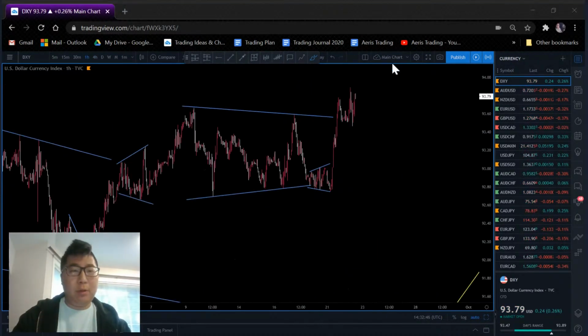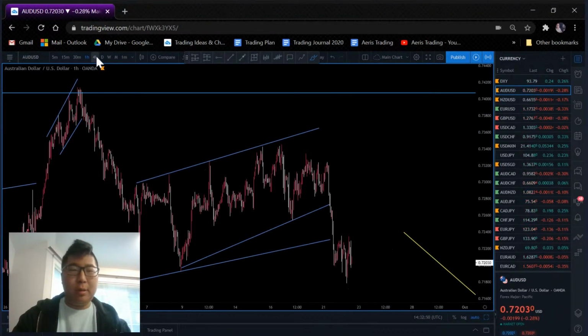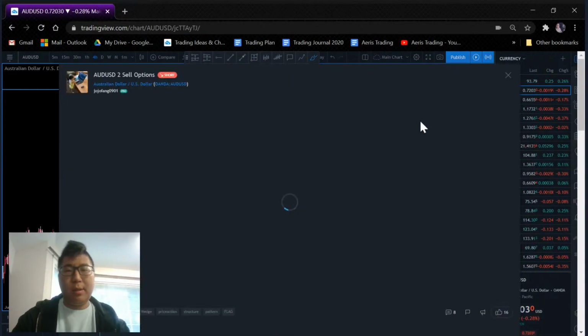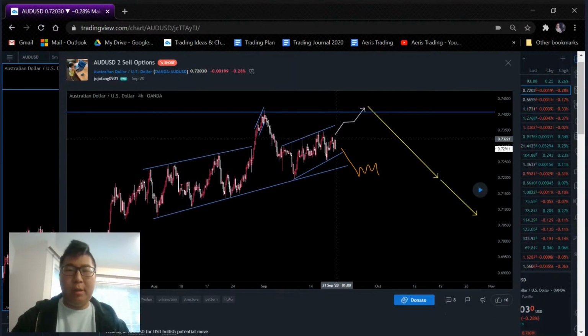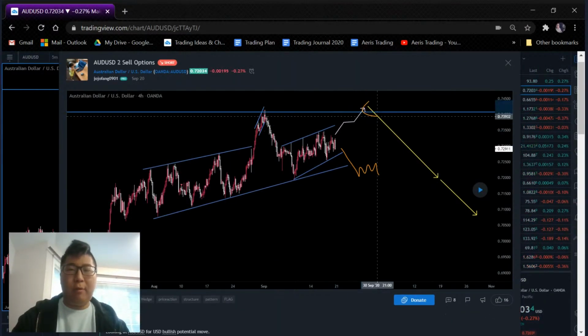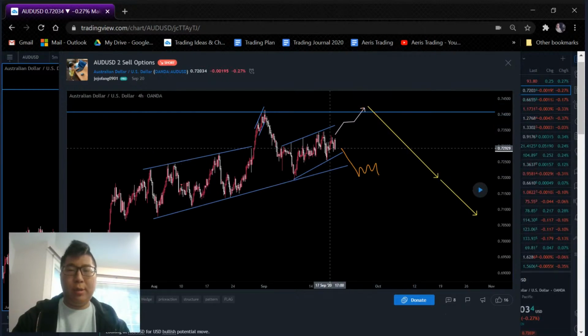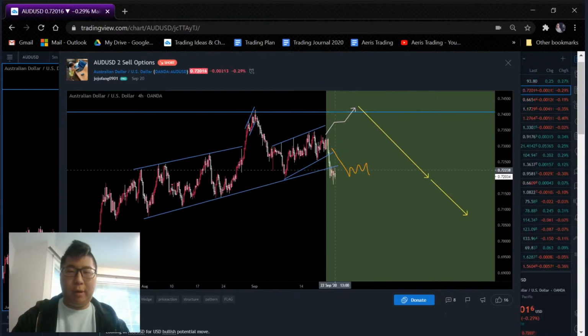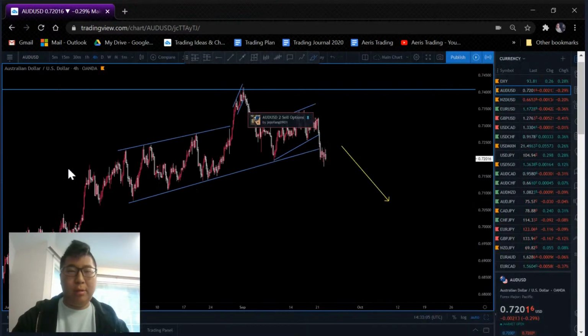Let's go over a few dollar pairs. Aussie dollar. I made a post about this, I think yesterday. Again, two options: either push up like the dollar index and then look for a sell from the top, or see a direct breakdown from here and then look for a correction. It looks like we're at that spot now, so this is pretty crucial.